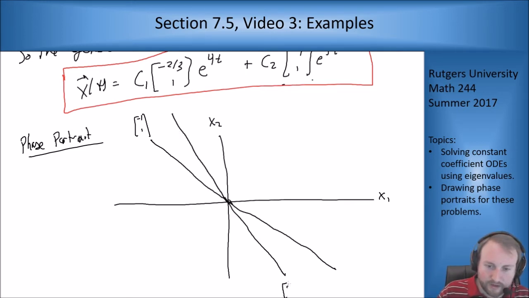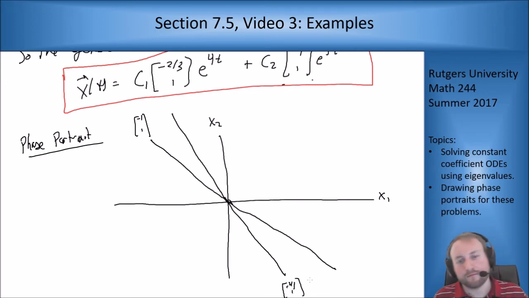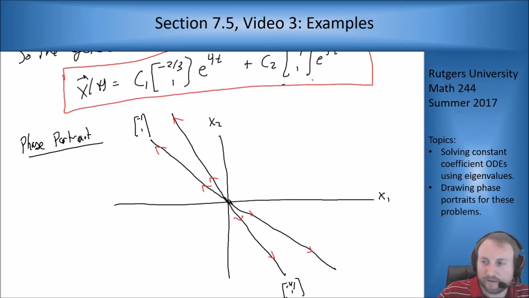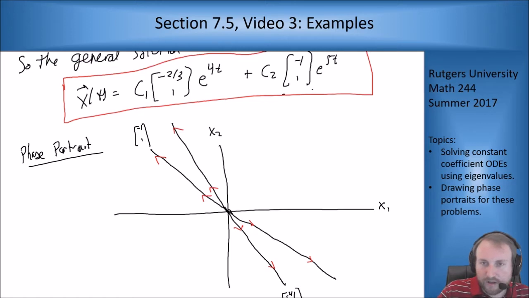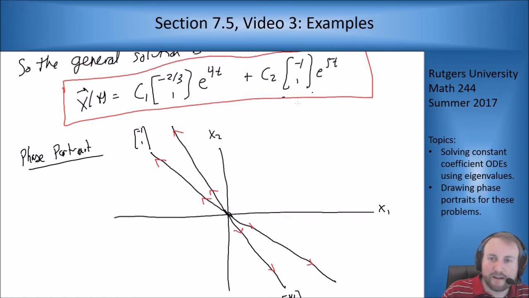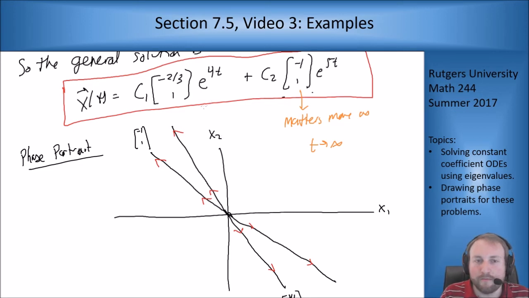This here is minus 2/3, 1, that vector. And I notice that in both cases, my coefficients are positive, which means in all cases, I'm running away from 0, from the origin. Now if we look at this, since 5 is bigger than 4, as t goes to infinity, this term matters more. But this term also blows up. So it's not going to 0, it's going to matter less.